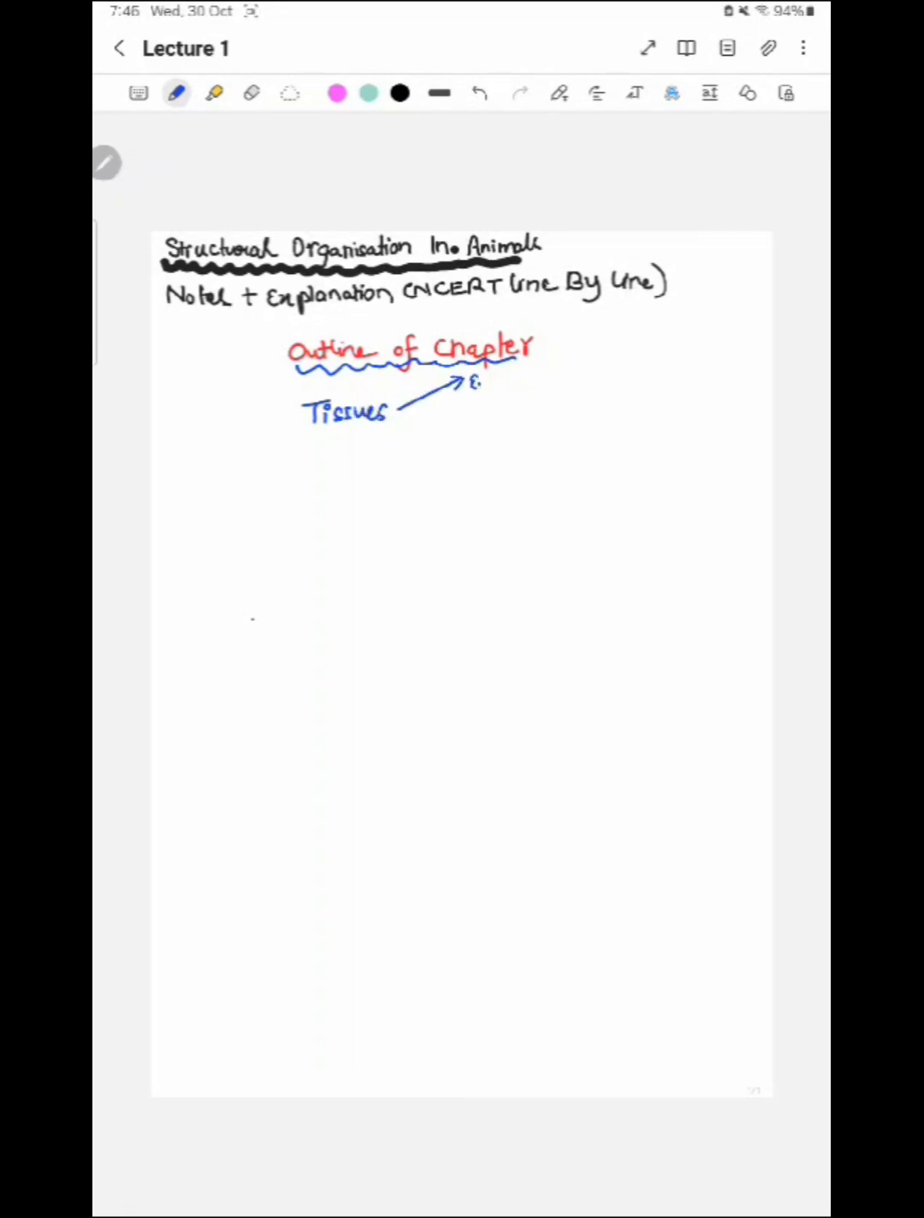Like epithelial tissue is one type. Then we are going to study about connective tissue, then muscular tissue, and then neural tissue. Okay, so these 4 tissues we are going to study about. Number 1 epithelial, number 2 connective, number 3 muscular tissue, number 4 neural tissue.